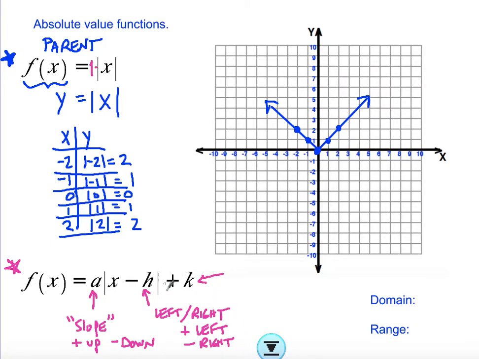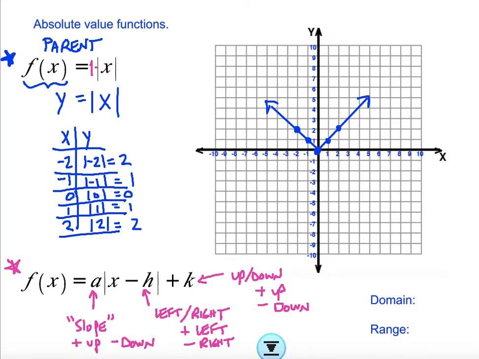And then the value of k on the outside of the function, that's your up or down shifting. And that is what you would imagine. Plus makes it go up and a minus makes it go down. So we're going to be using this idea for all of the rest of the problems because this is the parent function and everything is going to get shifted. This function will get shifted left or right, up or down. If the value of a is negative, that means it's going to flip and it's going to open down instead of up.